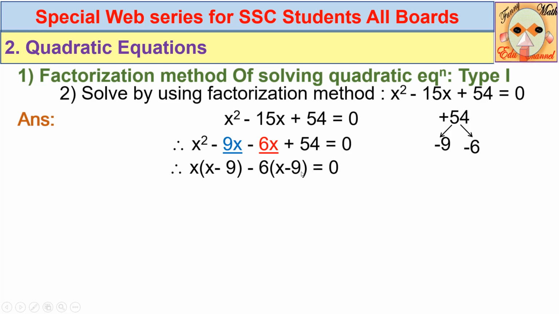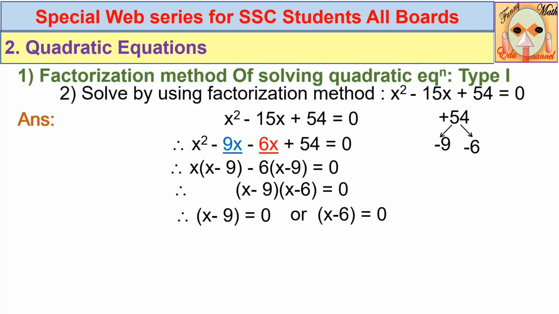In the same manner we are going to take x minus 9 common between these two terms, because these are two terms. So in the next step you have (x minus 9) first bracket, second bracket (x minus 6) equal to 0. As you know the rule, the product of two brackets, or two numbers, will be 0, so any one of them must be 0. So you can say x minus 9 equal to 0 or x minus 6 equal to 0.